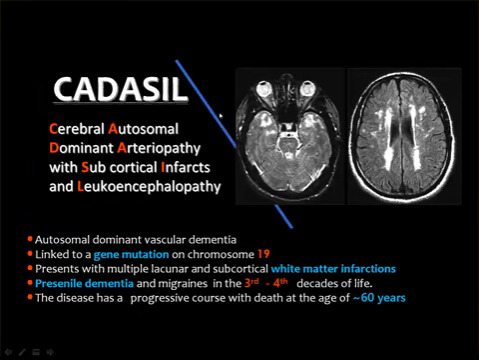Then CADASIL is an autosomal dominant vascular dementia. This disease results in extensive white matter ischemic changes, and these ischemic changes occur at a relatively younger age compared to the subcortical arteriosclerotic encephalopathy. Another differentiating point, which is very important, is the affection of the temporal lobes, which does not occur in subcortical arteriosclerotic encephalopathy until very late.